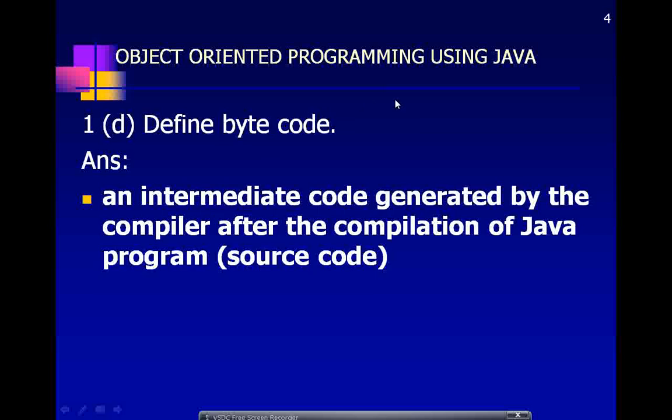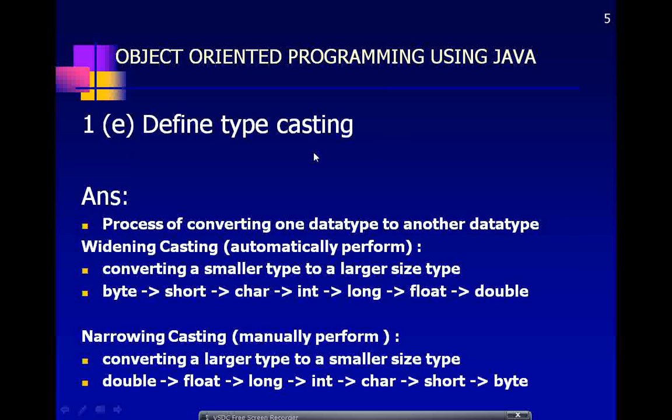What is bytecode? Bytecode is one type of intermediate code which is generated by the compiler after the compilation of a Java program, or after the compilation of the source program. Okay, that is known as the bytecode. Now we'll move to question number 1, bit E.